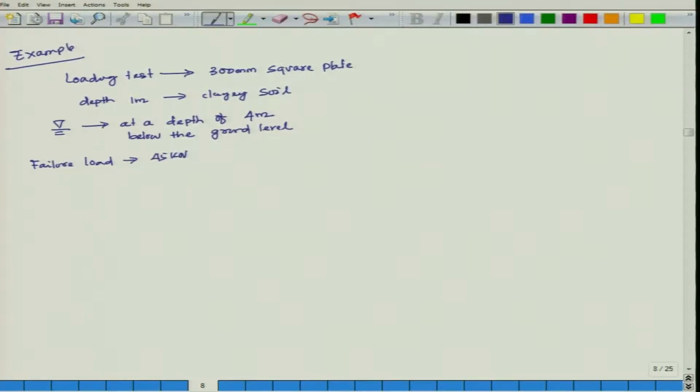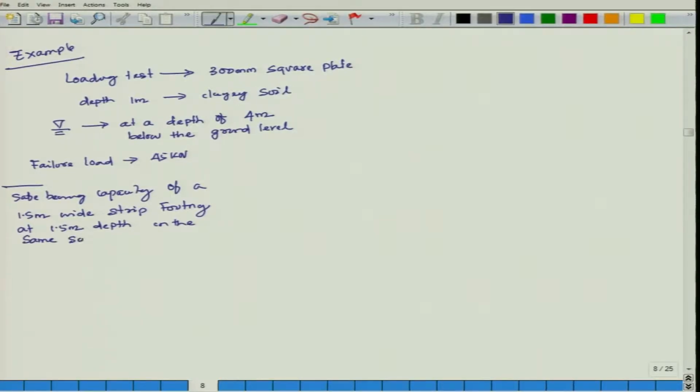The question is, what is the safe bearing capacity of a 1.5 meter wide strip footing at 1.5 meter depth in the same soil. Assume gamma is equal to 18 kilonewton per meter cube, it is above your water table, and a factor of safety of 2.5.